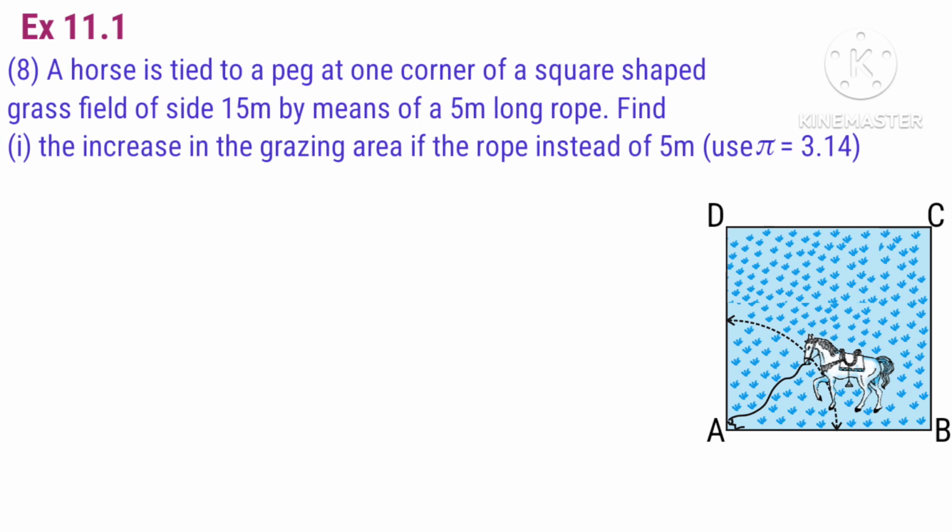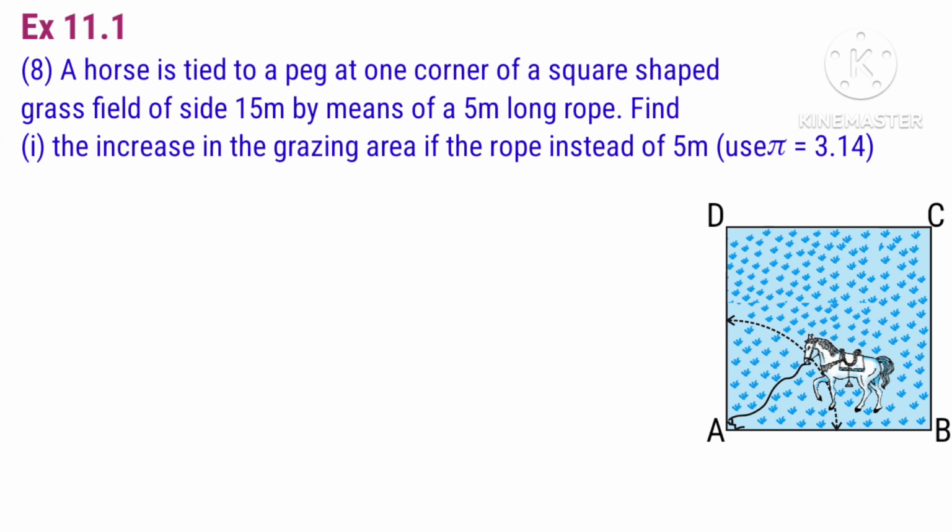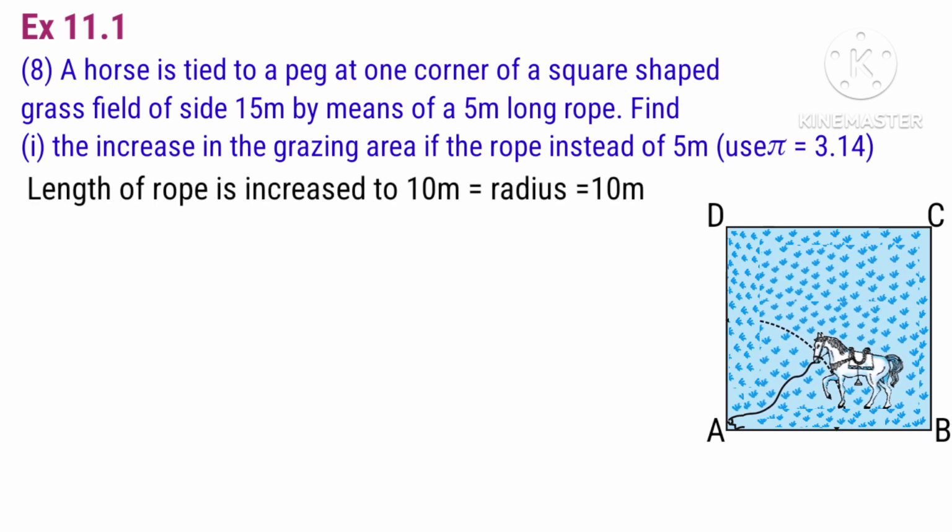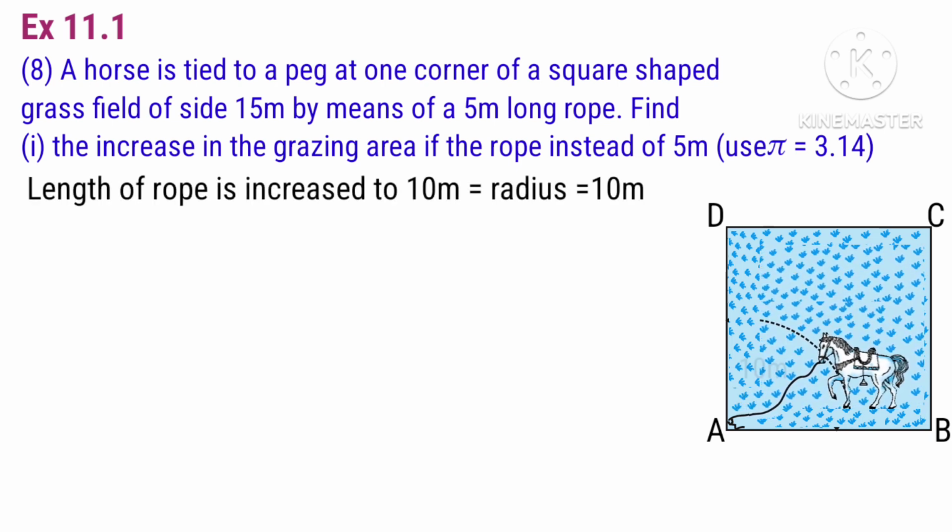We'll move on to the next part of the question. The increase in the grazing area if the rope is increased to 10 meter. In the previous question, the length of the rope was 5 meter. In this question the length of the rope is increased, so we'll assume that the length of the rope is increased to 10 meter. So here radius will also be 10 meter. We have to find the area of the field which horse can graze. Again the horse will graze in an arc shape movement. For that arc we'll mark the points G and H.